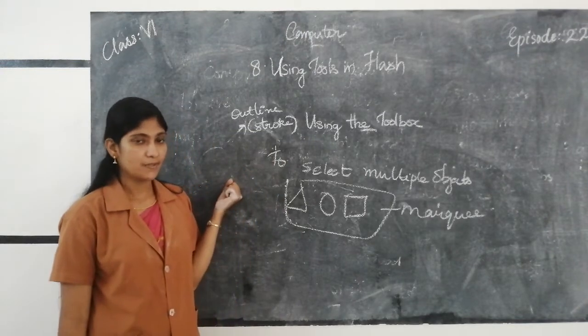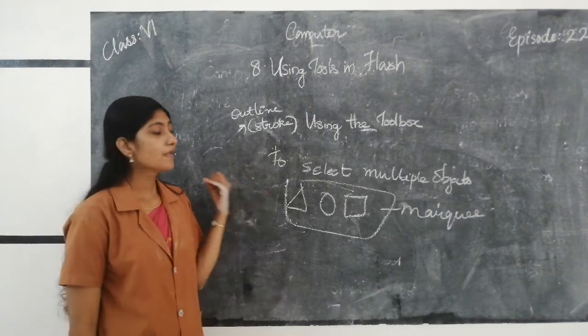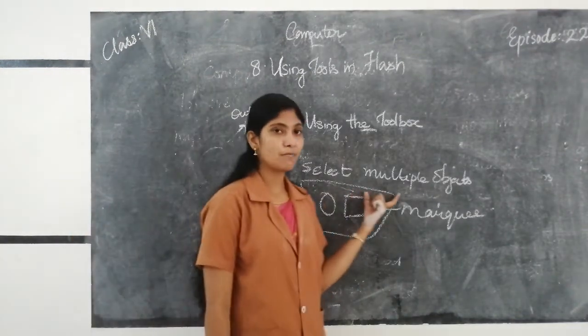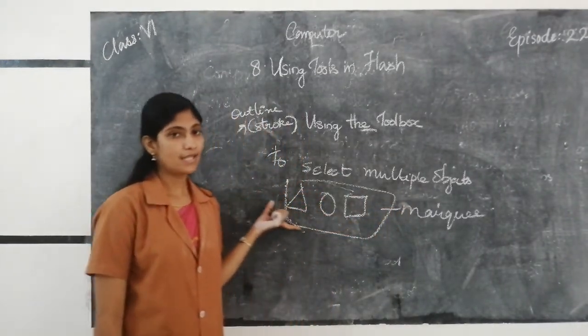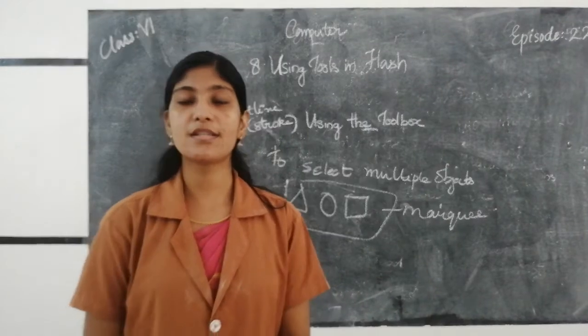So selecting multiple objects means: click the selection tool, that's the first step. The second step is to click or drag a marquee around the multiple objects you want to select. Then the objects will be selected. So these are all for selection tools.